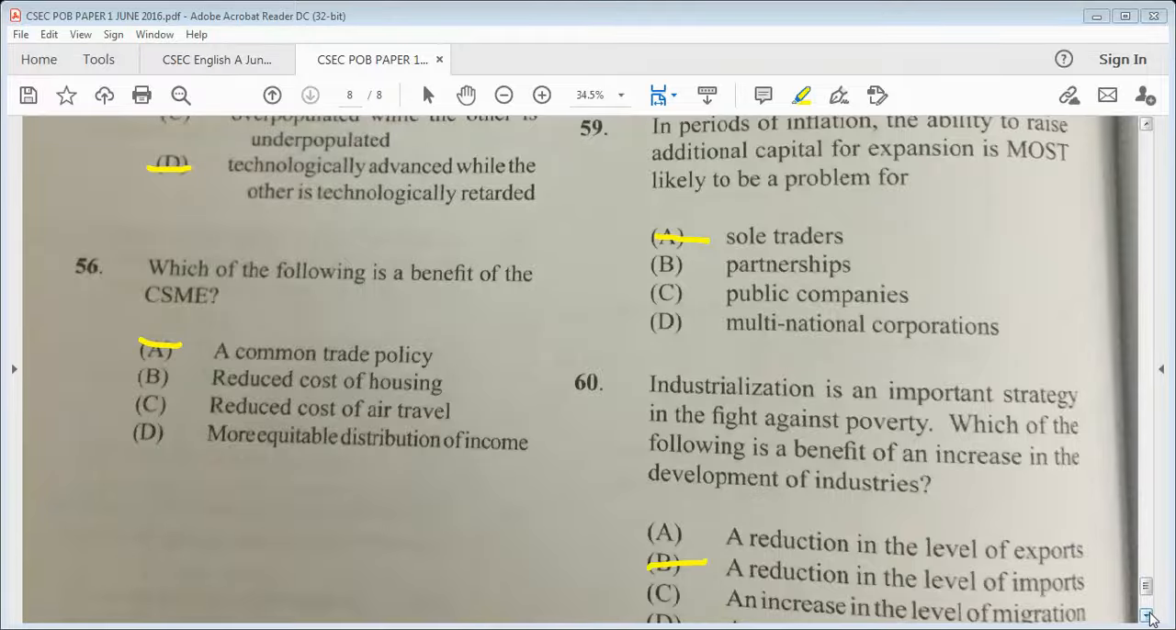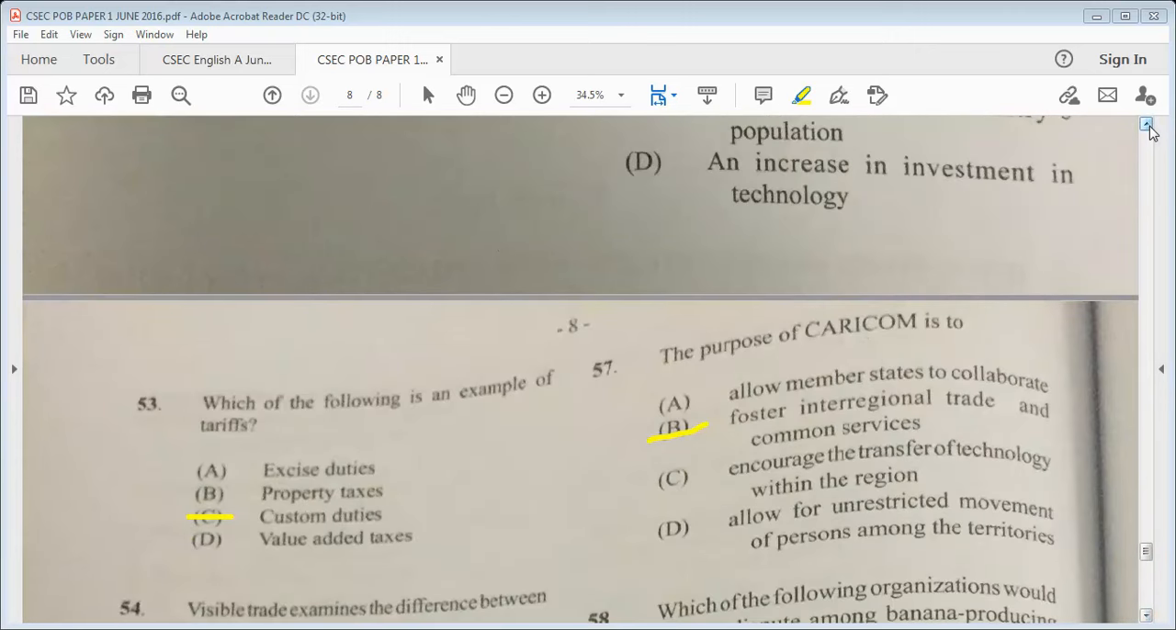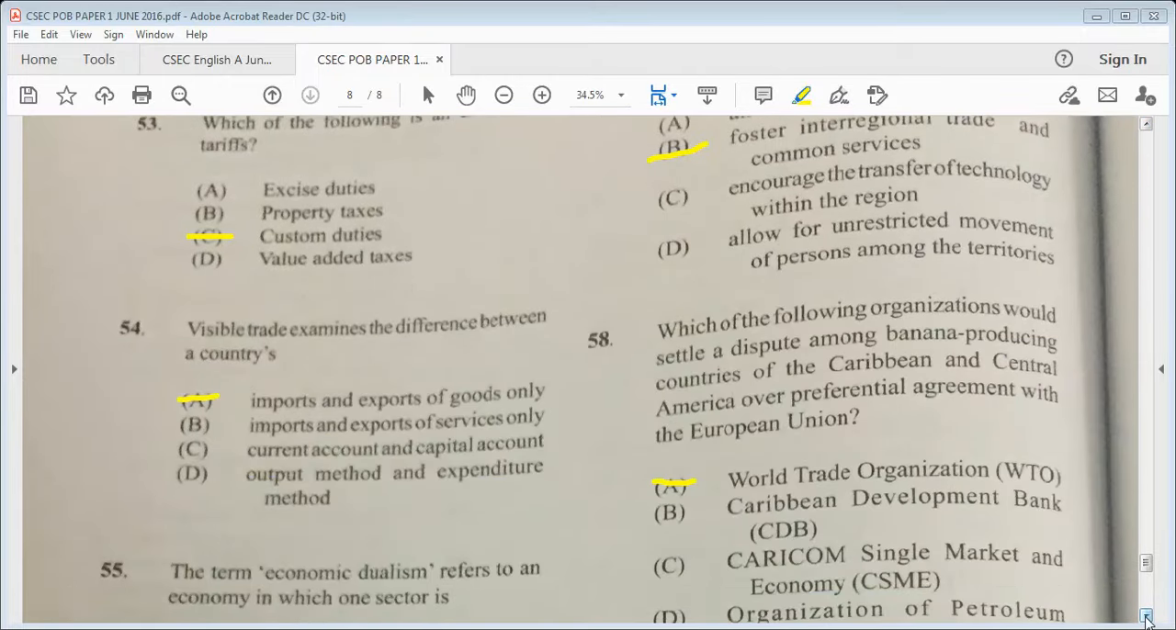56. Which of the following is a benefit of the CSME? A. A common trade policy. Let's go on to 57. The purpose of CARICOM is to B. Foster interregional trade and common services. Let's go on to 58.